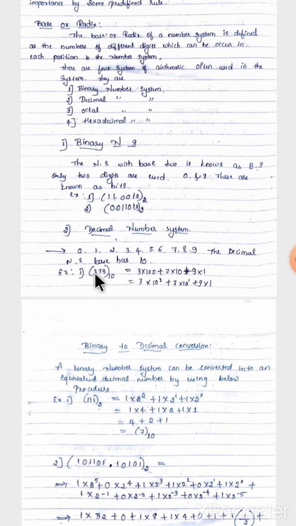See here, one example is 379. These numbers are between 0 to 9, no? So 379 with base 10. This is an example for decimal number system. See here, the places are 1, 10, 100. 3 into 100 plus 7 into 10 plus 9 into 1. So 3 into 10 squared plus 7 into 10 raised to 1 plus 9 into 1. 10 squared means 100, so 300 plus 70 plus 9 is 379.